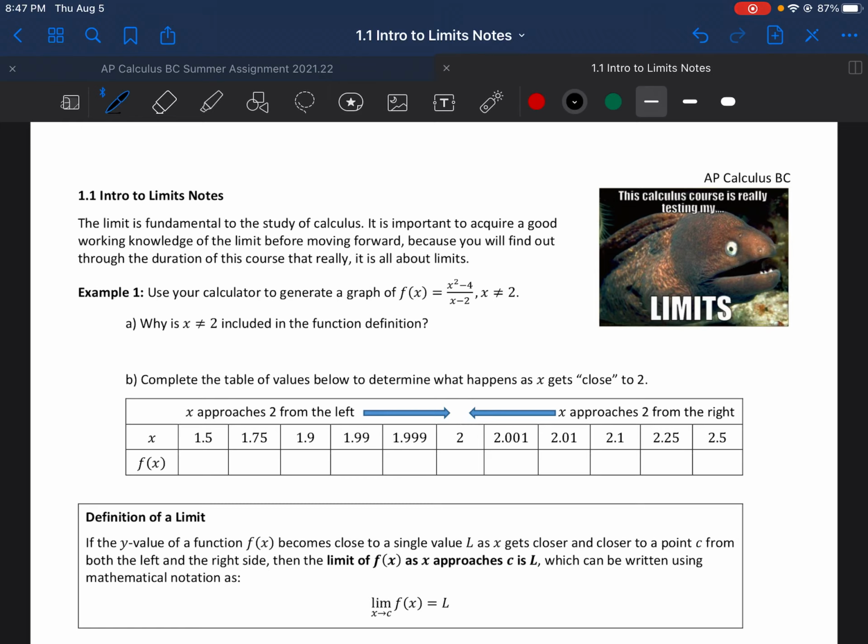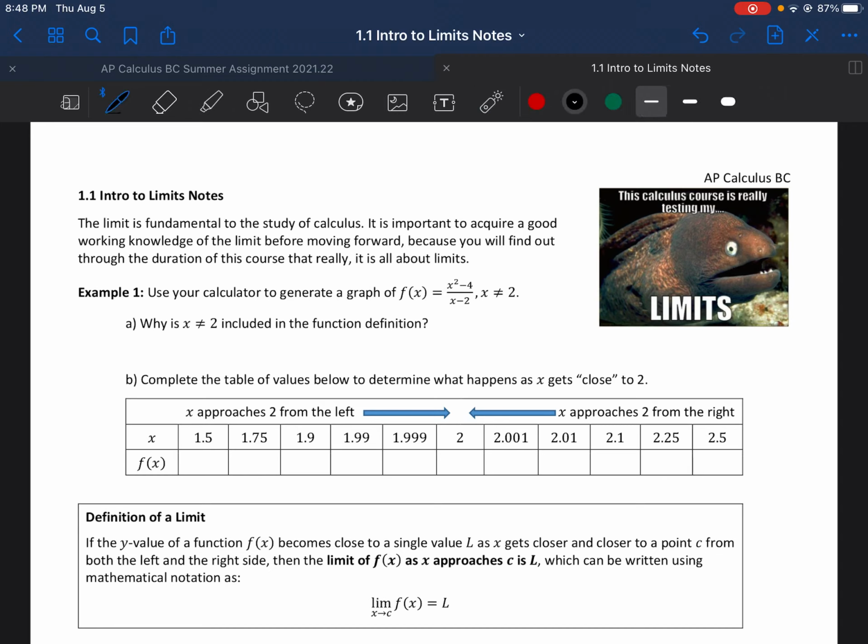So let's investigate this concept of limit. We're going to use our calculator to generate a graph of f of x equals x squared minus 4 over x minus 2, where x does not equal 2. Now the first thing we want to ask ourselves is, why is x not allowed to equal 2? It's really quite simple. If x is equal to 2, so let's say we replaced these x's with 2's, well, putting a 2 in for x in the denominator would give you 0, and we know that we can't divide by 0. So if this turns into a 0, we are undefined at x equals 2.